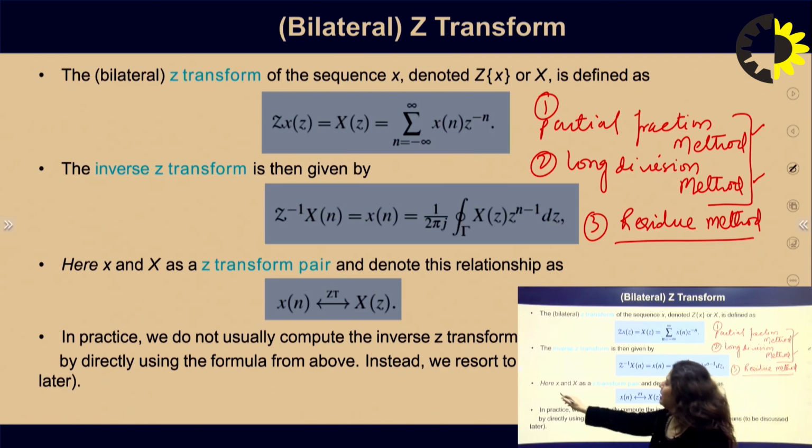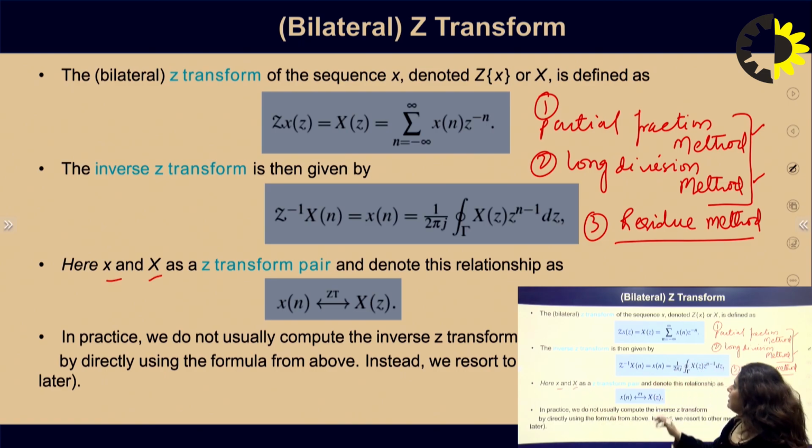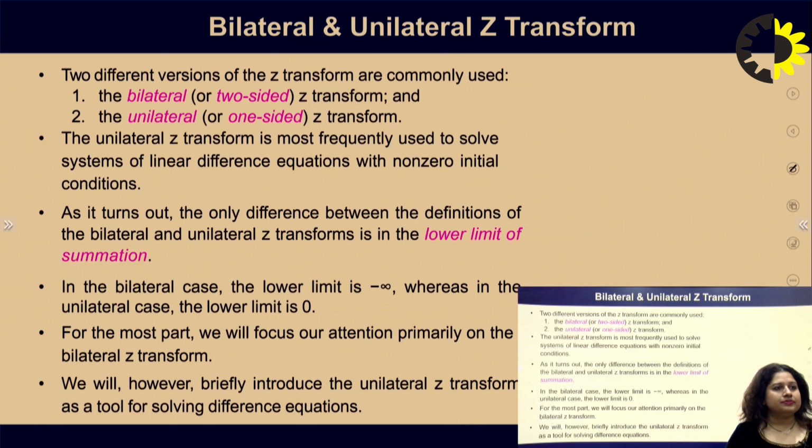Here x[n] and capital X of z are a Z transform pair, and we denote this relationship as x[n], the Z transform of which is X of z. In practice, we do not usually compute the inverse Z transform by directly using the formula above. Instead, we resort to other means, to be discussed later on, which are basically the partial fraction method or long division method.